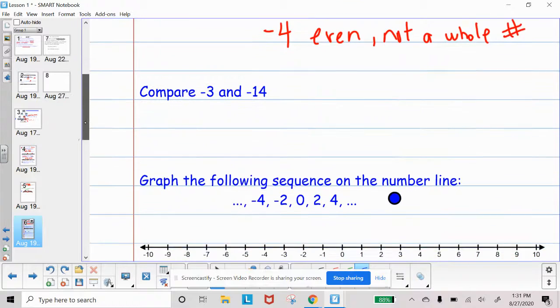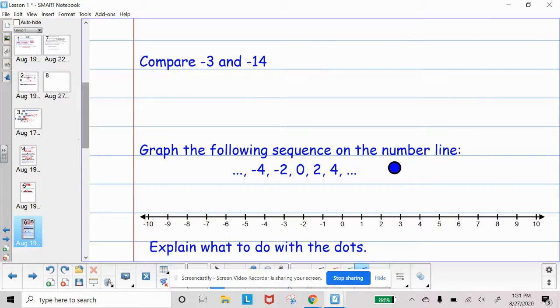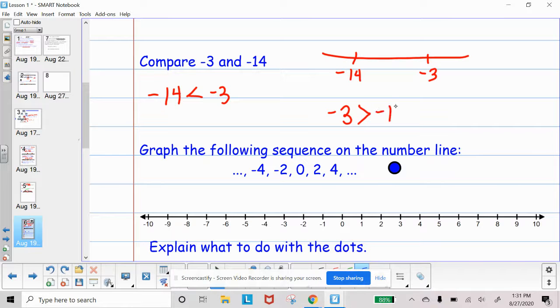Okay, if I'm going to compare, I probably need a greater than or less than. So again, imagine a number line. -14 would be here, and -3 would be to the right of it. So I can say -14 is less than -3. Or I could say -3 is greater than -14. Notice if I flip either one of those around, it's the same as the other one. The greater than, the alligator is facing the greater number.